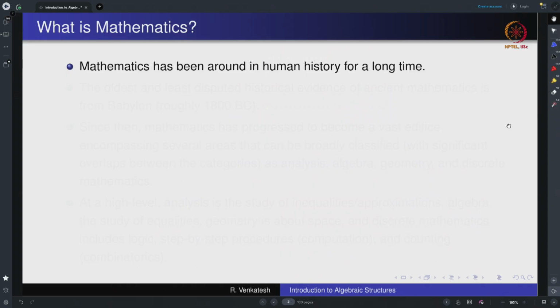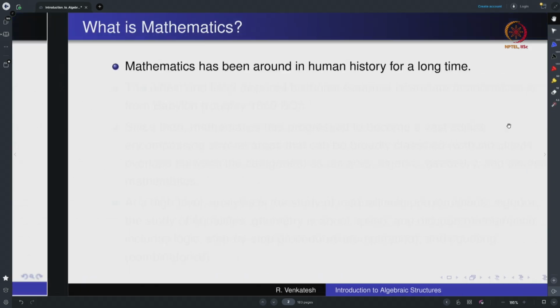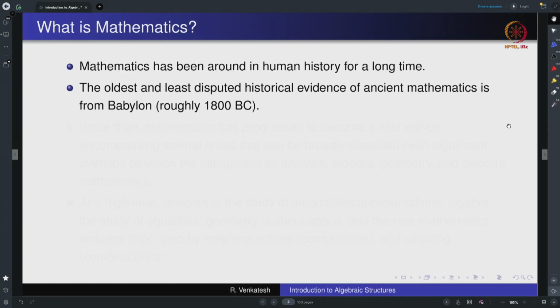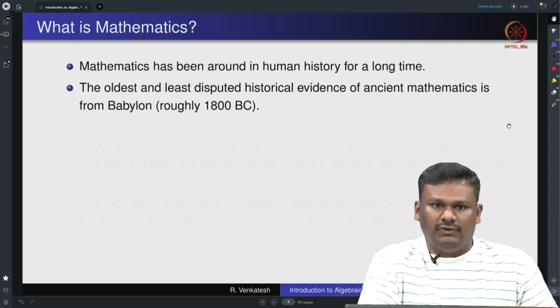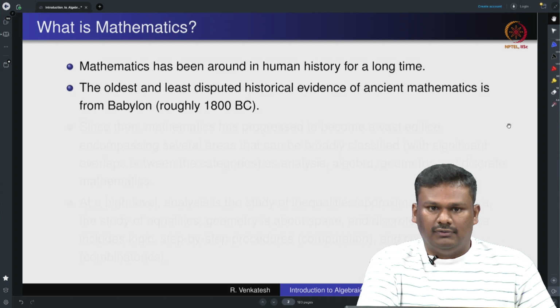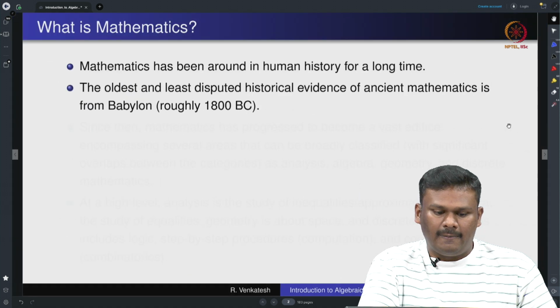Welcome everyone. So, this course introduces the algebraic structures through some examples coming from combinatorics, number theory, graph theory and so on. So, let us actually first begin with asking this question, what is mathematics? So, mathematics has been around in human history for a long time. The oldest and least disputed historical evidence of ancient mathematics is from Babylon, roughly from 1800 BC.